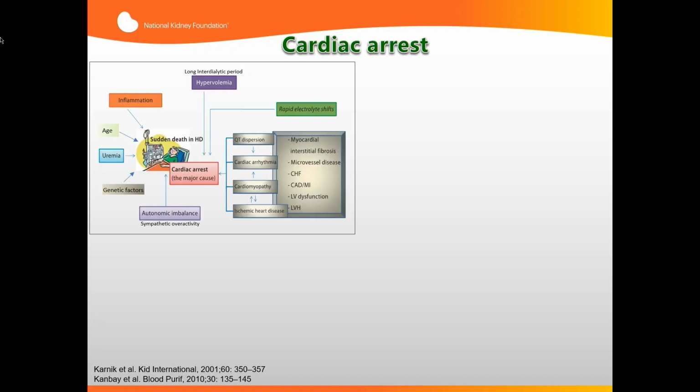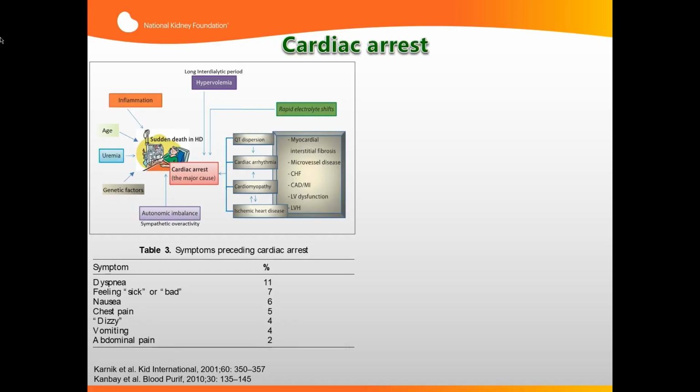Autonomic imbalance, sympathetic overactivity. Many of our patients have overactivity of their sympathetic nervous system. And, as you know, many of our patients, believe it or not, even though they may not overtly manifest it, have underlying cardiovascular disease. So they have a high QT dispersion. QT dispersion is the difference between the longest and the shortest QT interval. If you have a long QT dispersion, that predisposes them to arrhythmias. And then finally, combine that with rapid electrolyte shifts, and you have a perfect recipe for sudden cardiac death in dialysis patients.